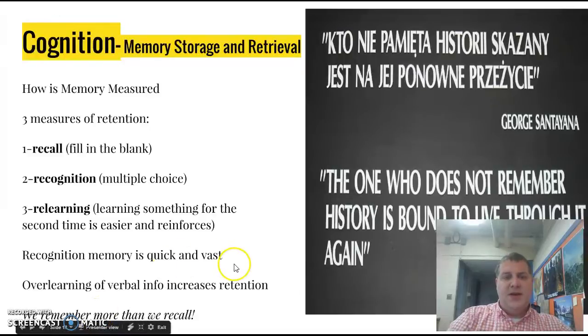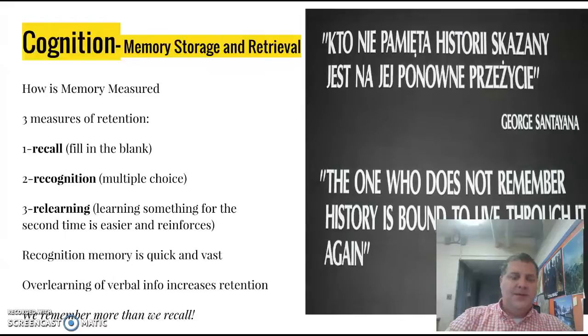Recognition memory is quick and vast, and overlearning of verbal information increases retention. We do remember more than we recall. I think I told you guys yesterday, I asked somebody, what did you guys eat? And what did you do yesterday? They said, I don't know. I said, are you sure? They said, yeah. And I said, well, what did you eat last night for dinner? And they can start remembering more, but they couldn't recall it automatically.